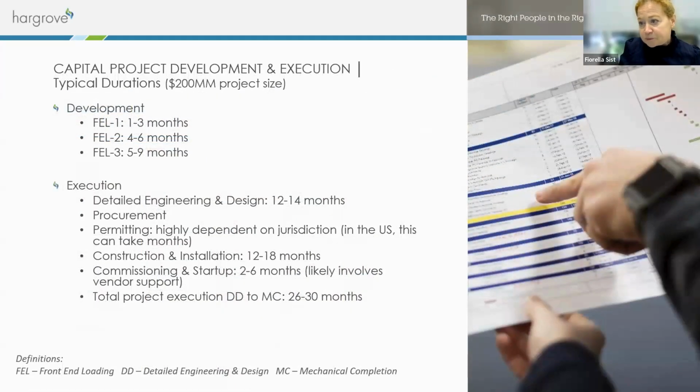Now, how long does it take, right? This is another trap that people fall into, not realizing how long these typical projects and phases take. Now, notice at the top, I have a $200 million size project. That tends to be sort of in the middle of the road.